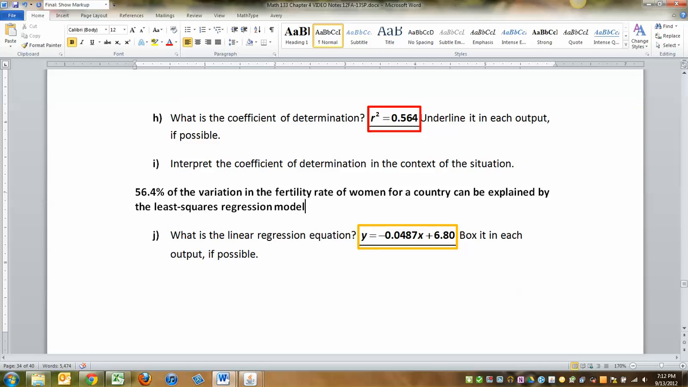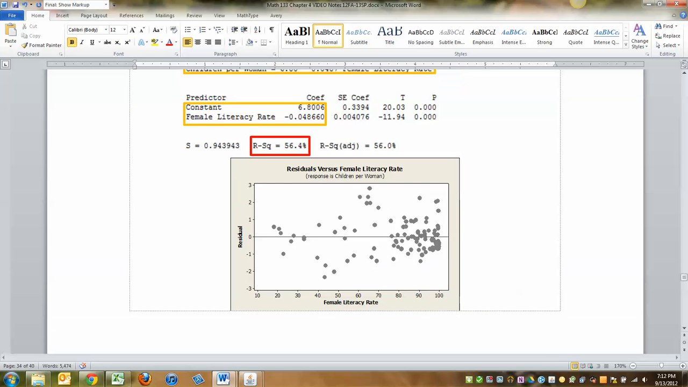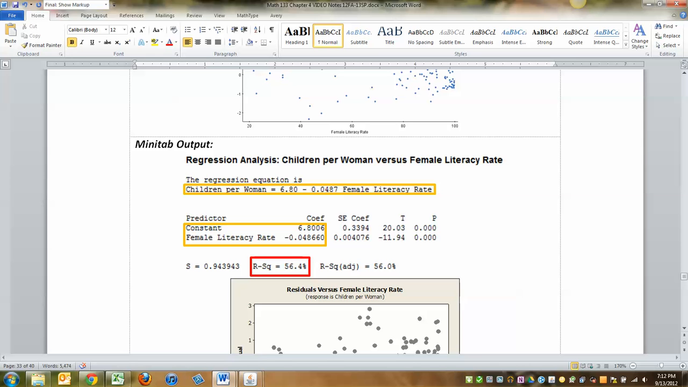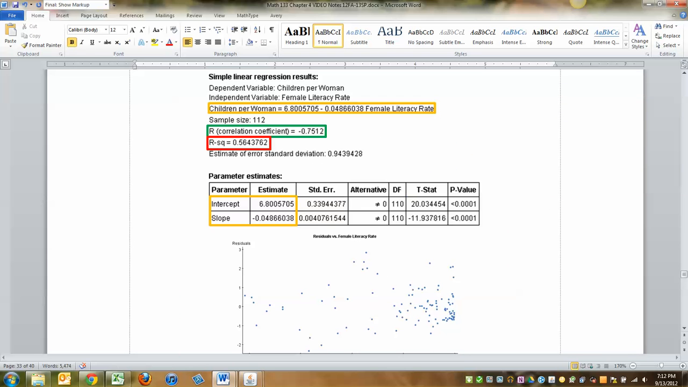All right, what is the linear regression equation? That was Y equals negative 0.0487 x plus 6.8. Now, how did I get that? Well, it's actually in a couple places. In Minitab, they write it out. Children per woman, Y equals 6.8 minus 0.0487 times X, female literacy rate. They also have it down here in this little box, if you know what you're looking at. The constant is your Y-intercept, 6.8. The female literacy rate is your slope, negative 0.048. StatCrunch is the same way.